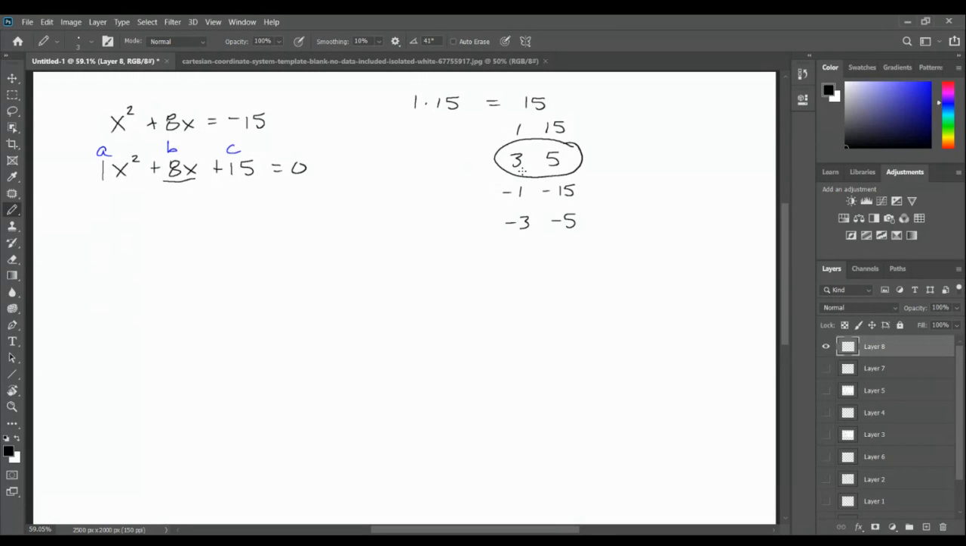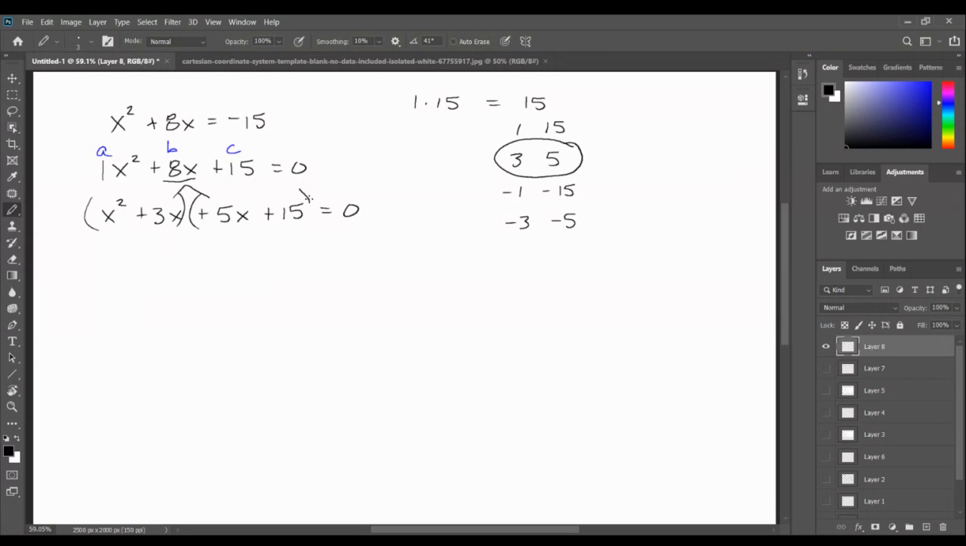So what I'm going to do with this method is I'm going to split that middle term using those factors. I'm going to use the plus 3x, now the 5x. And so I've split that middle term into these two, based on the factors that I got when I multiplied A times C. So now what I do is a little factor by grouping.